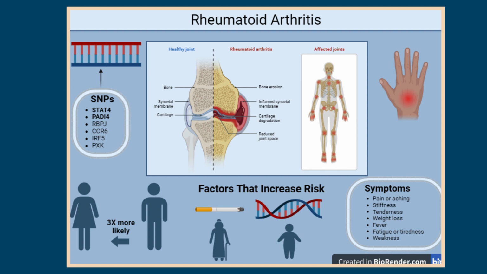Women are 3 times more likely to be affected by RA than men, so it is important for them to go see their doctor and make sure any early warning signs are checked out. Also, one can increase their risk of having RA if they smoke, are elderly, obese, or they have genetics that could cause them to have RA. Some symptoms of RA are pain and aching, stiffness, tenderness, weight loss, fever, fatigue or tiredness, and weakness.